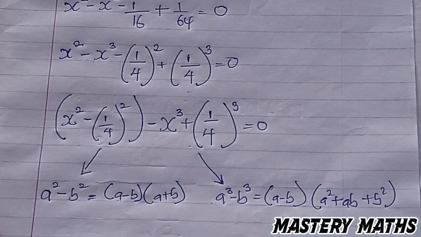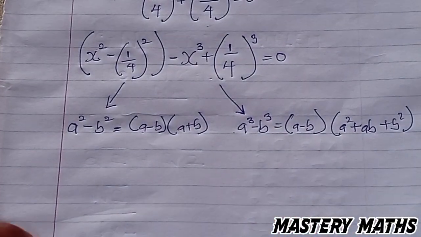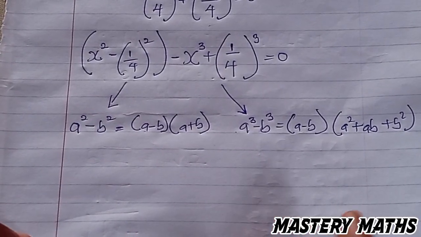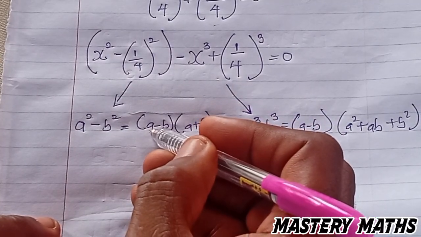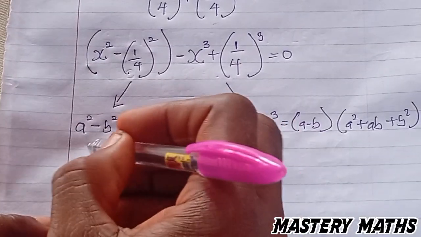Now, having done this, we're going to separate them. First of all, we're going to solve for the difference of two squares first. Let's work on the difference of two squares. Here we're going to replace this. Here we'll have our a replaced with x. We'll have our b replaced with 1 over 4. In which it will be like this.